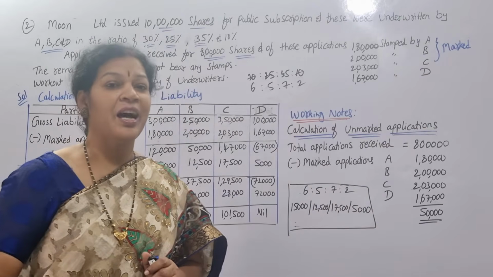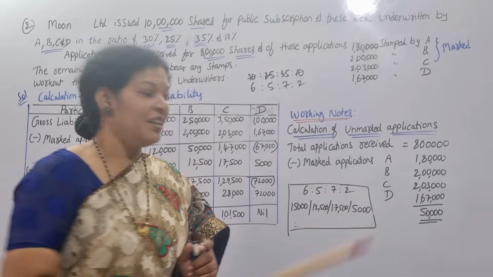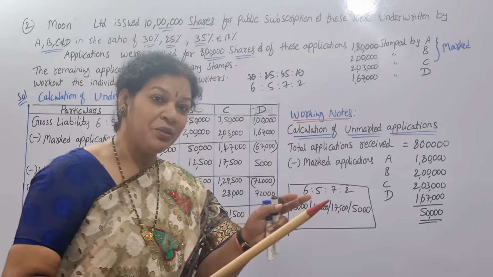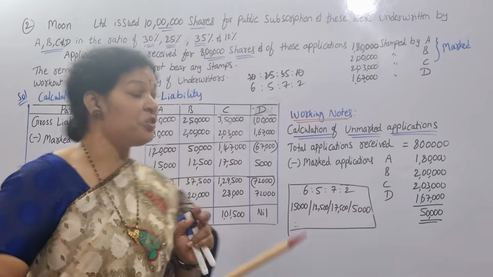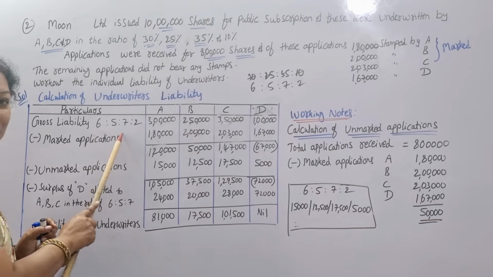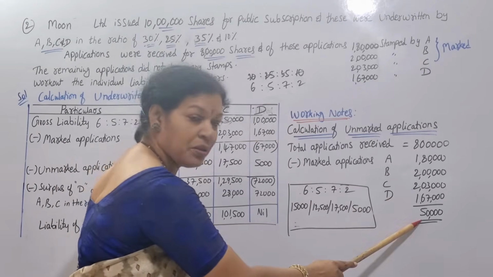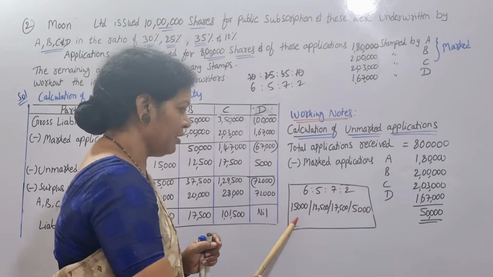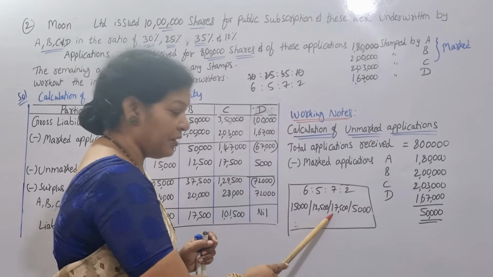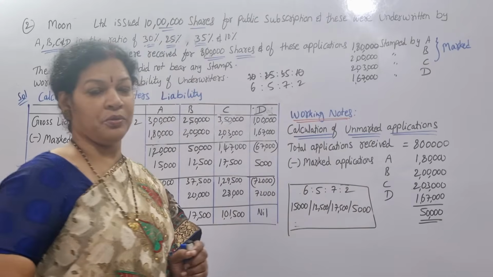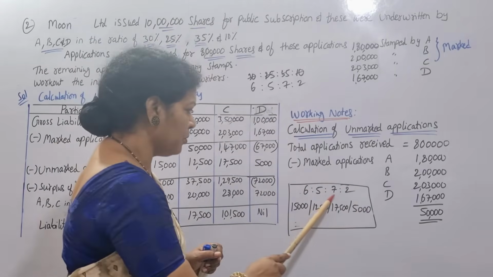This is unmarked applications. Unmarked applications, you have to divide among all the partners. In which ratio? This ratio. So in this ratio, I have divided 50,000. You are getting 15,000, 12,500, 17,500 and 5,000. The total is 22.